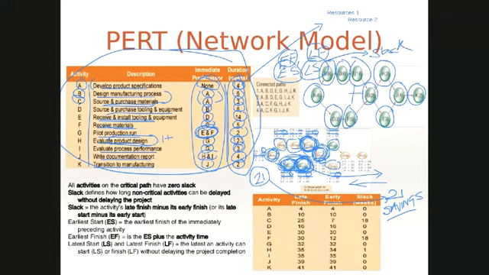However, J at that point requires both H and I to be completed in order to begin. I will only finish week 35. H will finish week 34. So you have to wait till week 35 to come through before you can begin. So the earliest start for J is week 35, takes 4 weeks, which means the earliest you can finish is week 39. And then finally, K approaches.